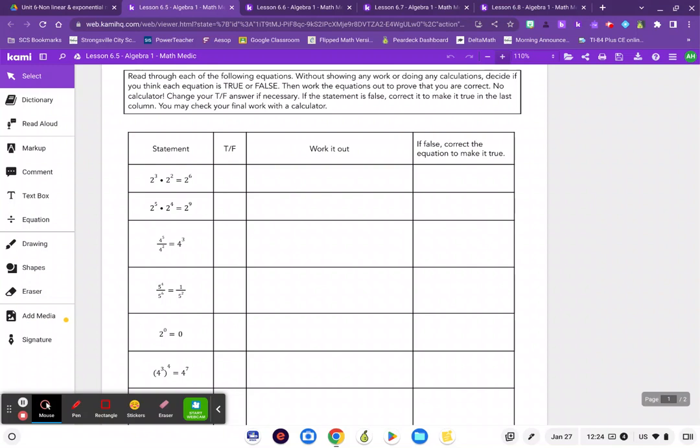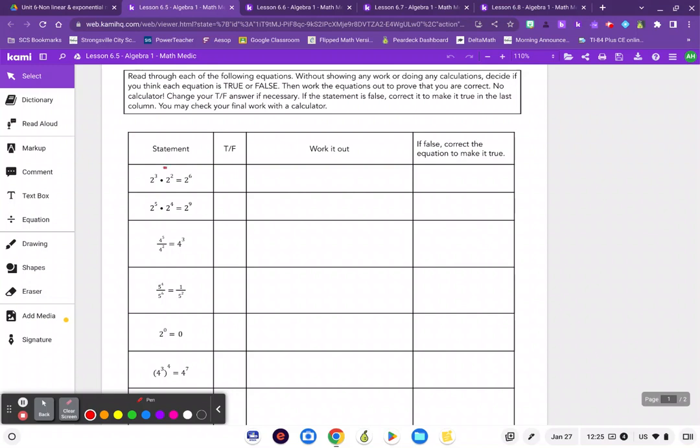So again, this is going to be reviewing some exponent properties that you guys talked about last year. I'm going to go through each of these and then decide if they're true or false. That way you can see that worked out solution, why we're getting the answers that we're getting, and what we came up with in class.